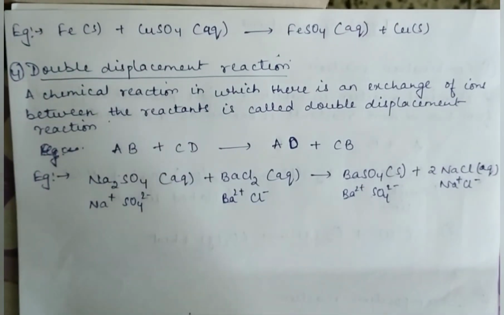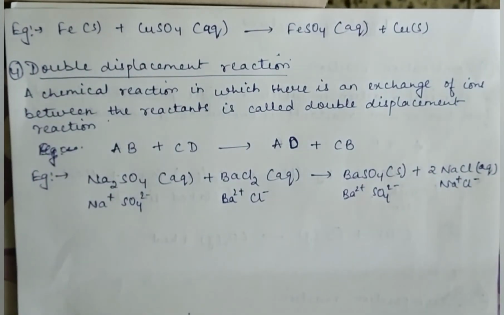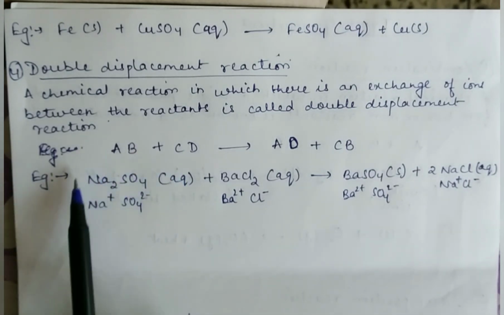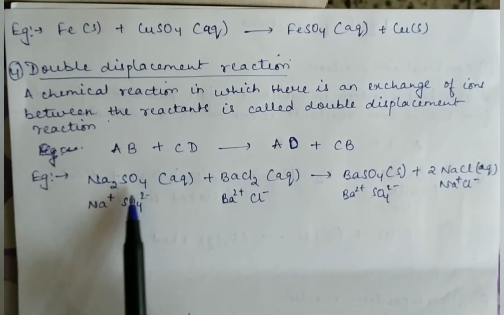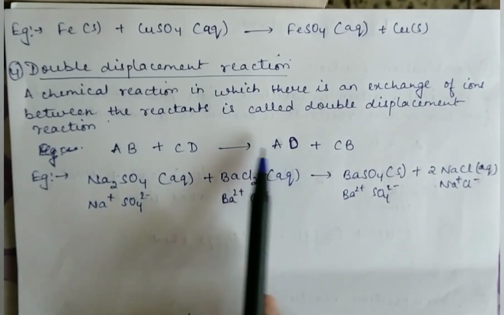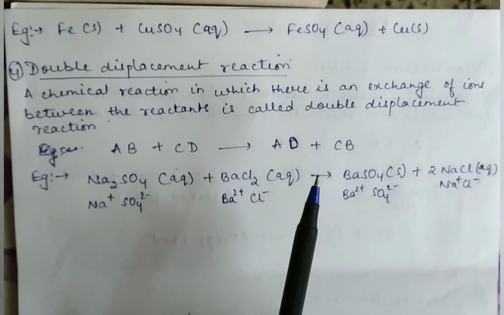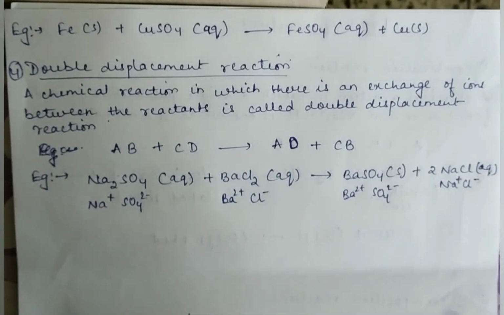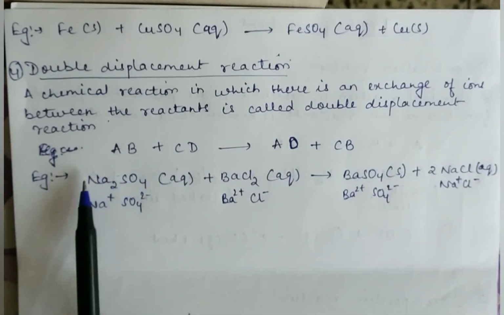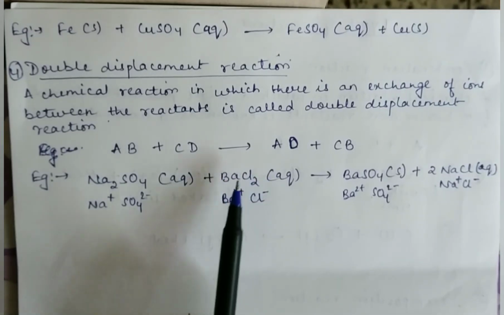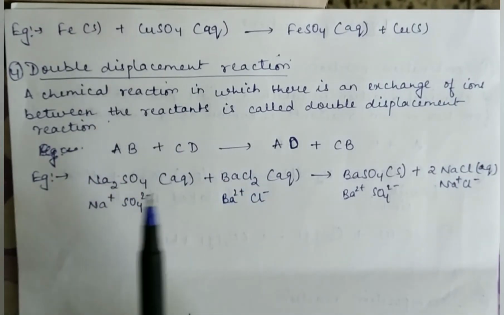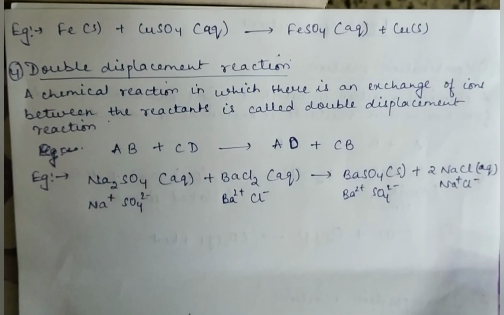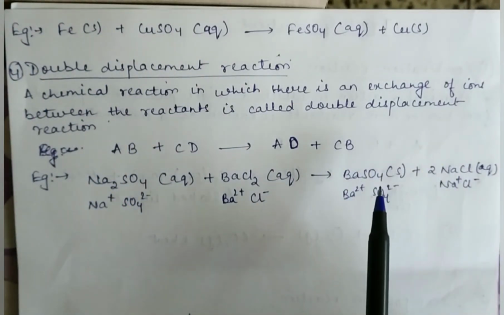So now if you take a close look into this reaction, initially we have taken a water solution of sodium sulfate and a water solution of barium chloride. All the two solutions were colorless water solutions. So now when these two water solutions were added to each other, then we get two products.